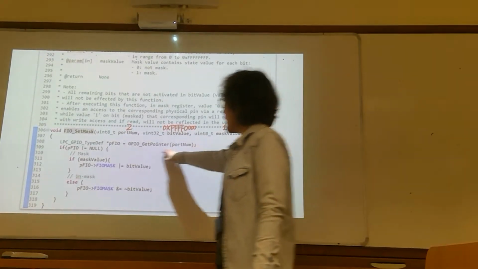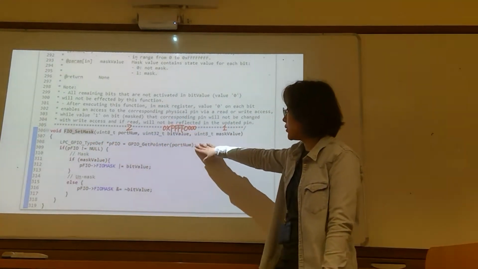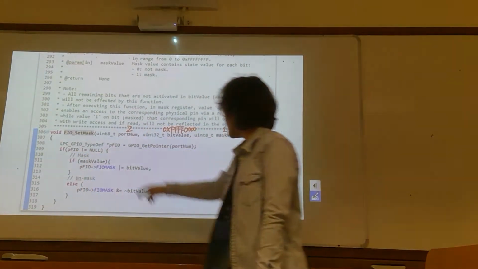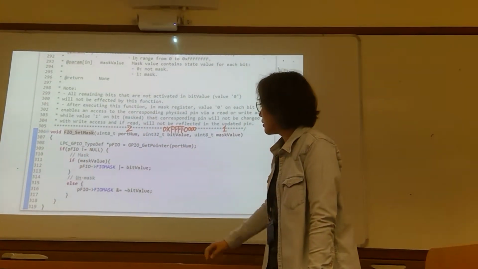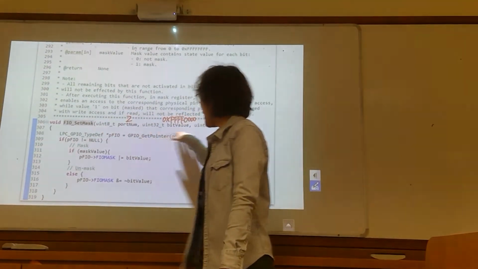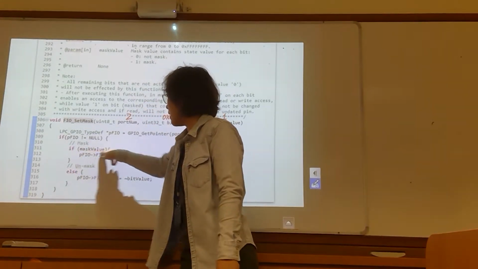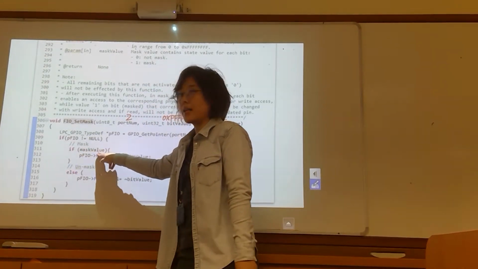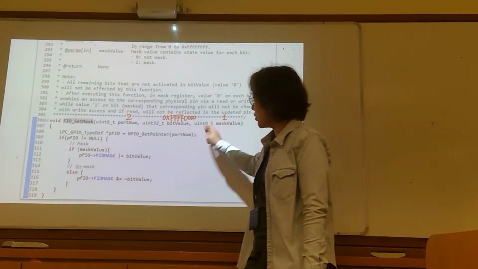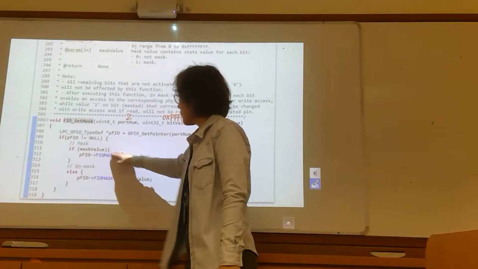So firstly, basically it's defining a pointer pointing to the port. And look at here, if this one is null, it means you have something pointed to. And there is an if-else here, based on your mask value. What is the mask value now? 1. So you go here, right? So you see what's happening here?